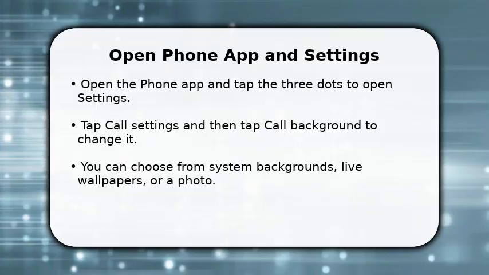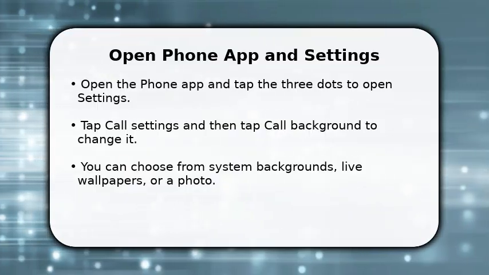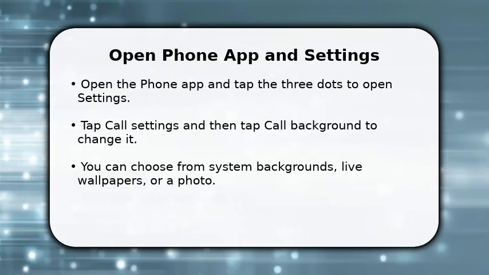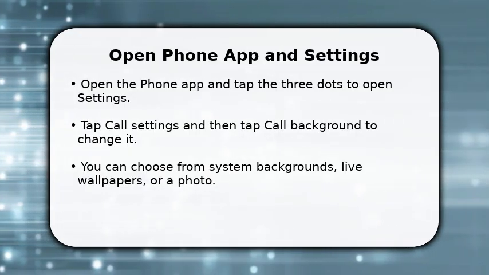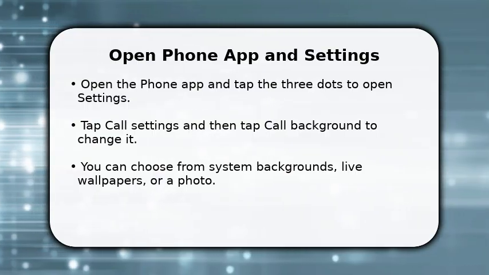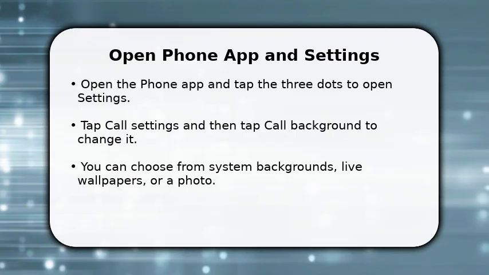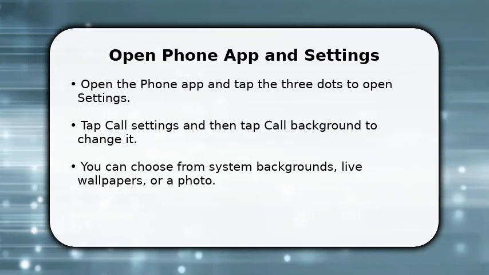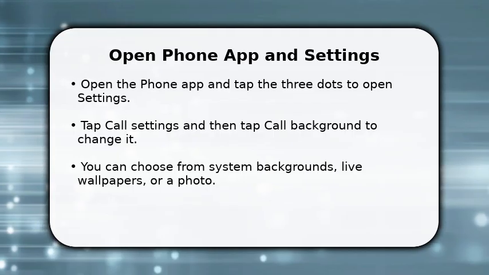Enjoy the video. Open the phone app and tap the three dots to open settings. This starts the process of changing your call screen quickly and safely. Tap Call Settings and then tap Call Background to change it. You can choose from system backgrounds, live wallpapers, or a photo from your gallery.